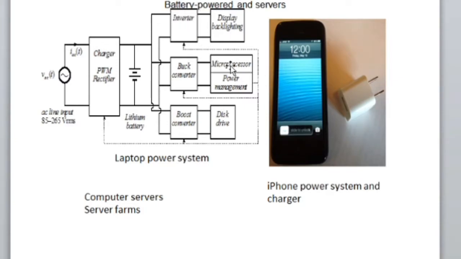We require an inverter. For controlling the microprocessor and power management of the desktop, we require a buck converter. For the disk drive, also a buck converter. The buck converter comes under chopper. The boost converter will also come under chopper. So, we require an inverter and choppers for controlling the entire laptop power system. This is another example. These are the examples of power electronics.